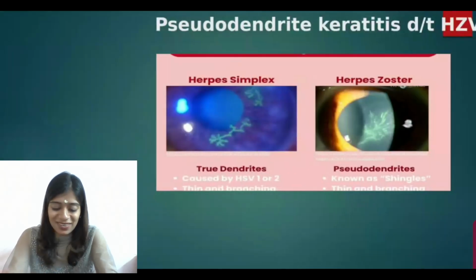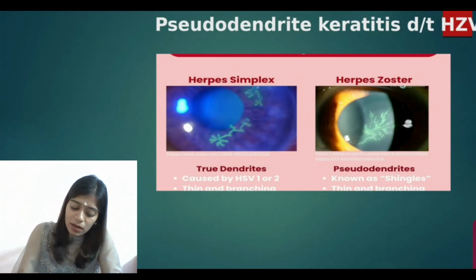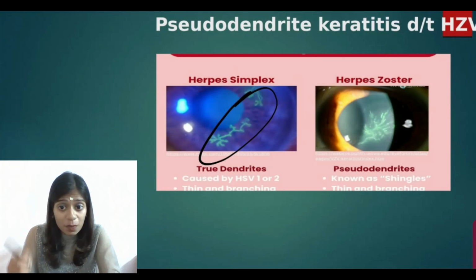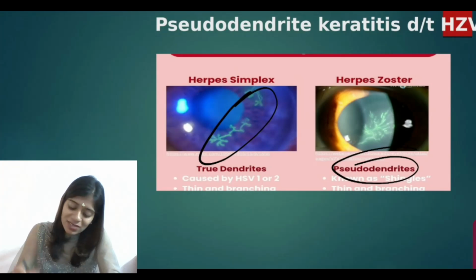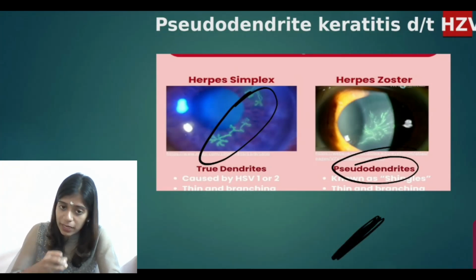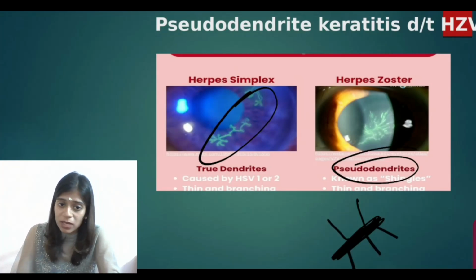Alright, are we done? Oh, there's one more. See guys, in herpes simplex, I told you there are dendritic lesions. In herpes zoster, there are pseudodendrites. Pseudodendrites means, do you know how the lesions will look? How does the ulcer look in the cornea? See, a linear branch, okay? From there multiple small branches will arise.